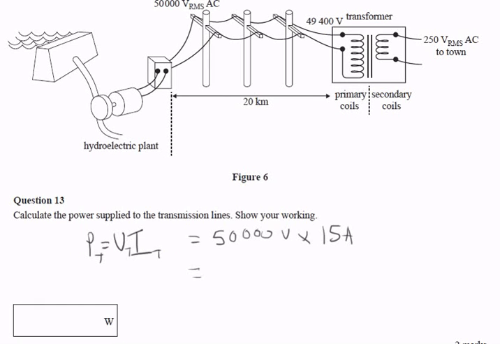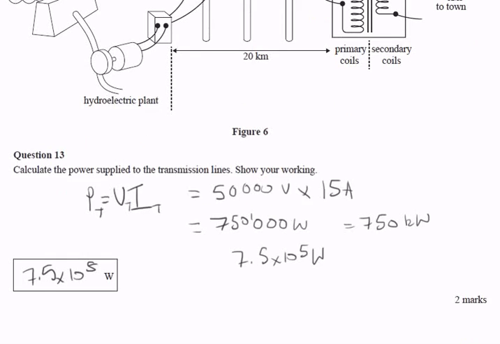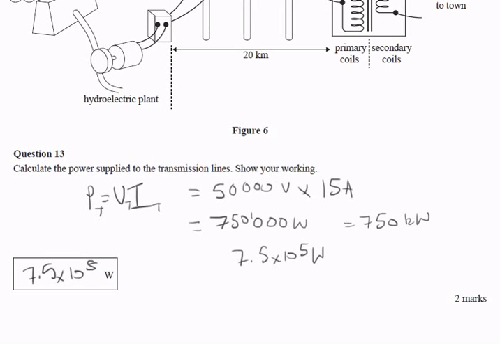amps. Times those together, that is 750,000 watts. You could also put that as 750 kilowatts. You could also put that as 7.5 by 10 to the 5 watts. Any answer is correct. 7.5 by 10 to the 5.